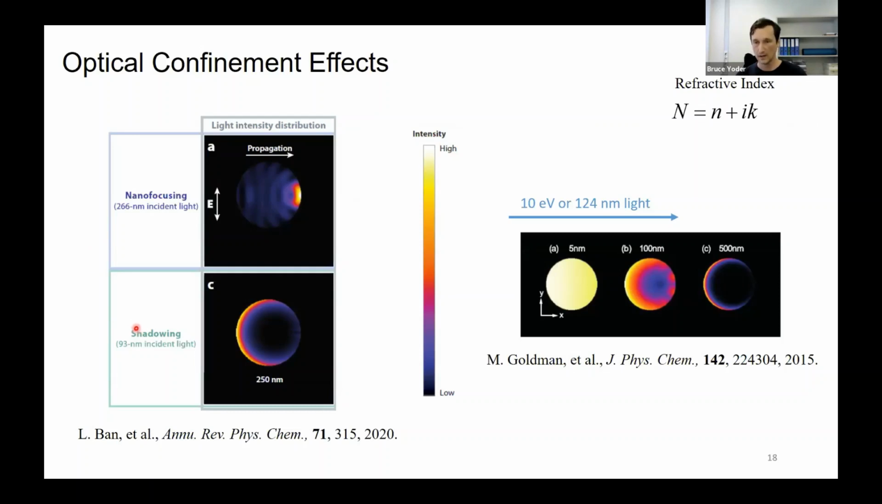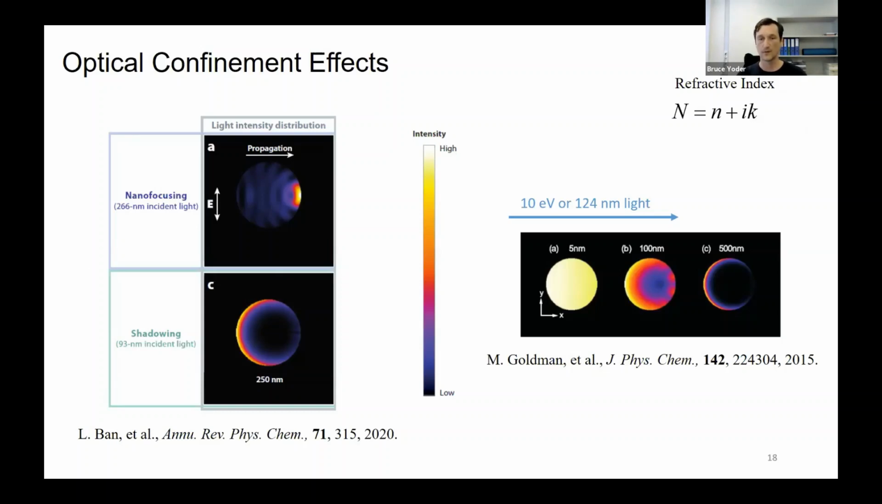Shadowing dominates when the particle absorbs the incident radiation strongly, that is, when K is large for the incident wavelength. In this case, the local intensity is highest on the incoming side. And basically all of the light is attenuated by this point.